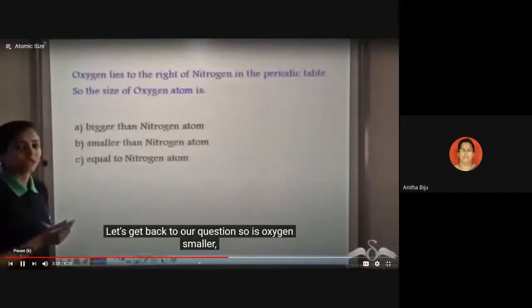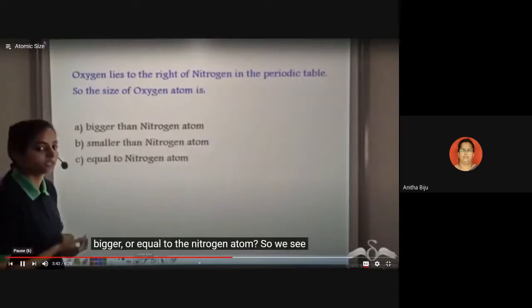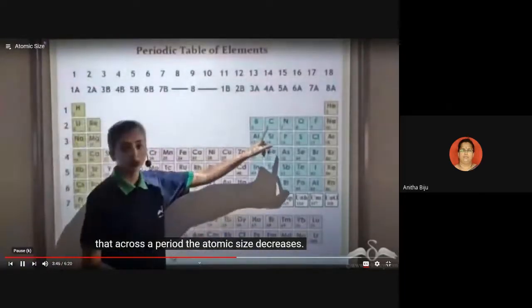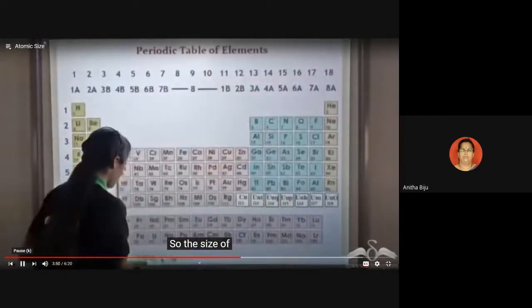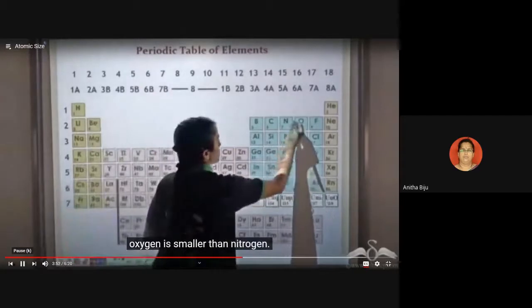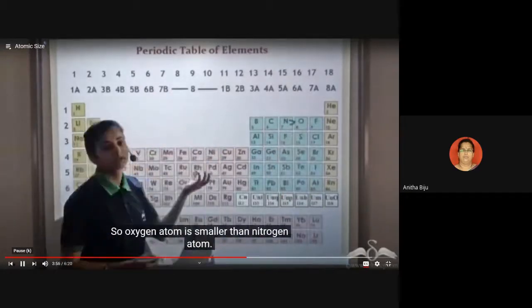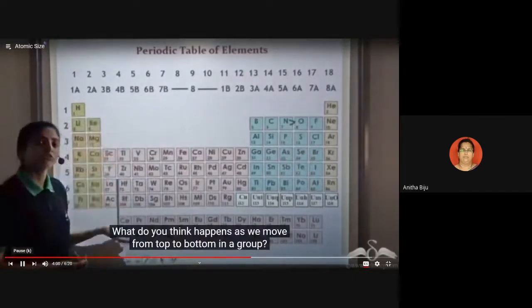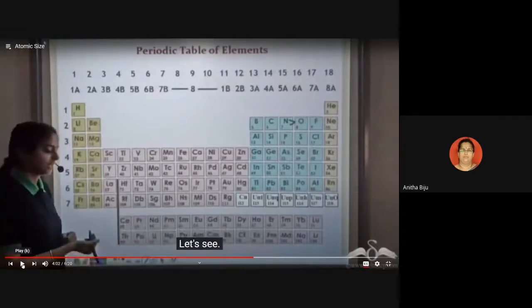Let's get back to our question. Is oxygen smaller, bigger, or equal to the nitrogen atom? We see that across a period, the atomic size decreases. So the size of oxygen is smaller than nitrogen. So oxygen atom is smaller than nitrogen atom. What do you think happens as we move from top to bottom in a group? This we will discuss in the next class only.